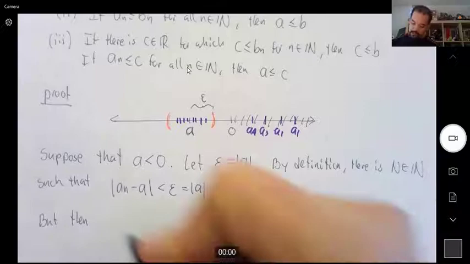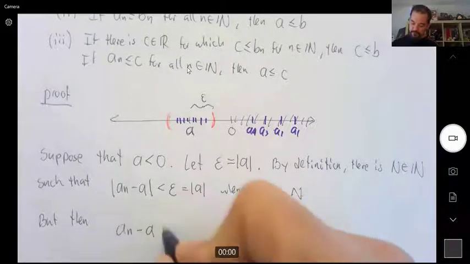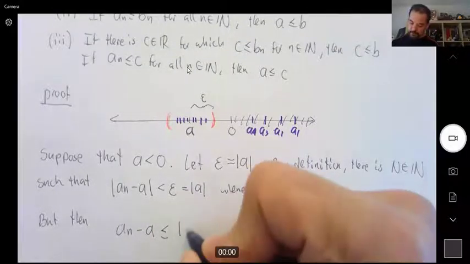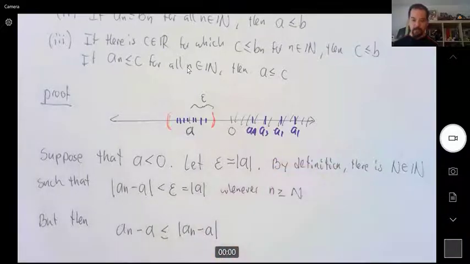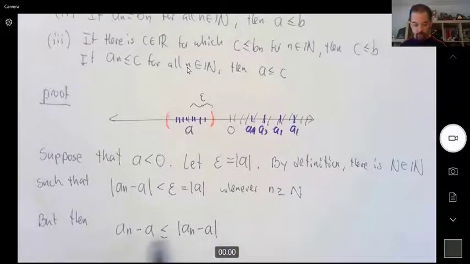Look at the following. What is an minus a? Well, on the one hand, I don't know what this number is, but for sure that number is less than or equal to the absolute value of an minus a, right? Any number is always less than or equal to its absolute value. That works in general, because the absolute value is either the same, if both of them are positive, or if this guy is negative, then this number is obviously bigger because this is positive, right? So this inequality should be clear to all of you, right?